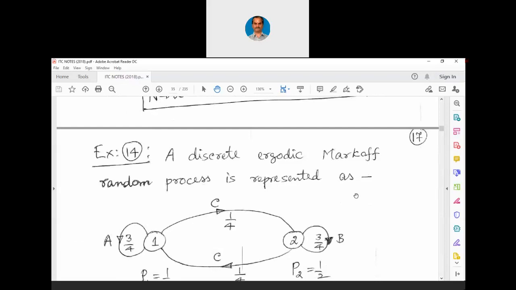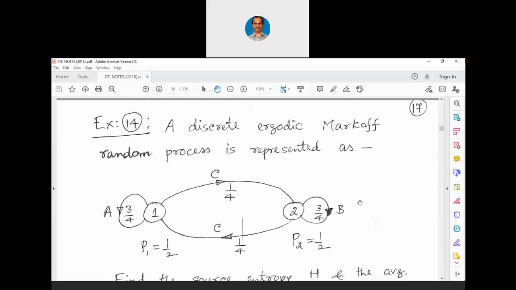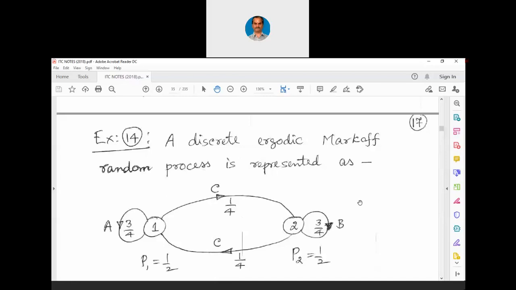Okay, now let us have an exercise. I don't think I will be able to complete this exercise today because it is the last 4 minutes now, but let me discuss at least this example. A discrete ergodic Markov random process is represented. Random means stochastic process, statistically dependent. Why is it called Markov? The random process is modeled using Markov's characteristics. And what is ergodic? Ergodic means the complete process is time averaged.